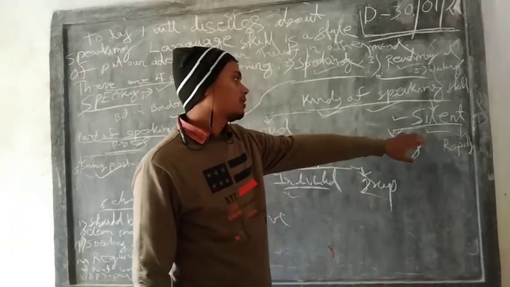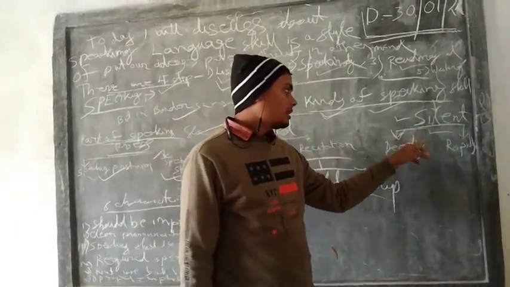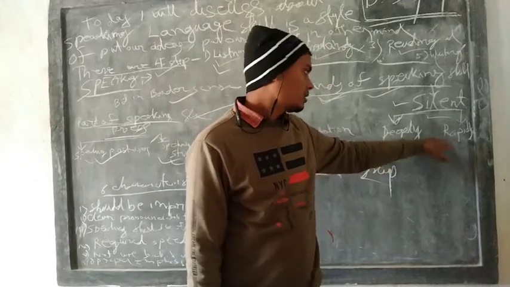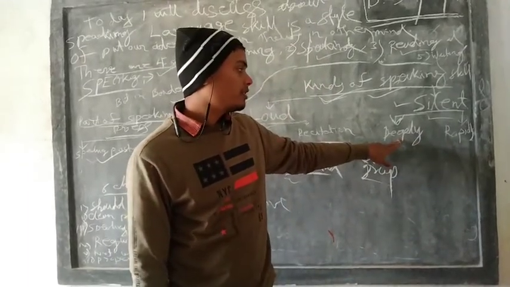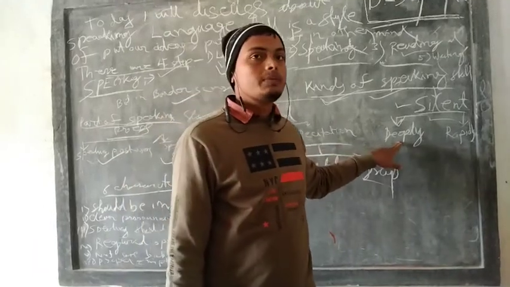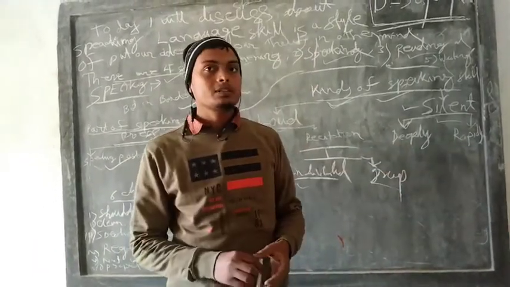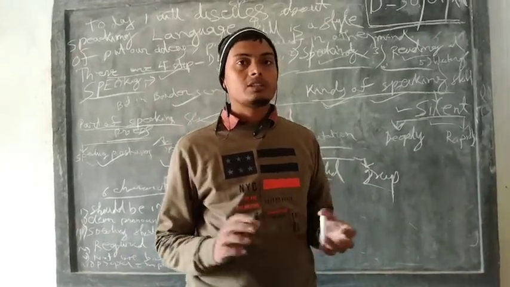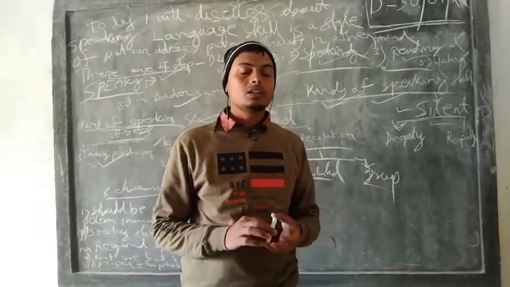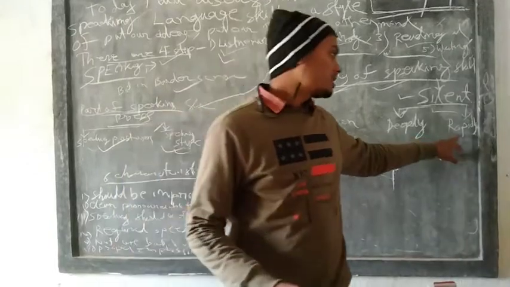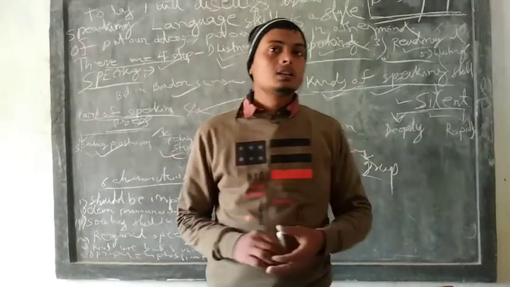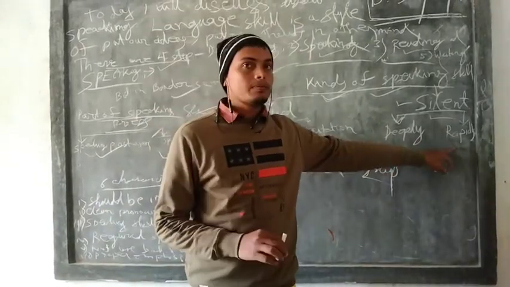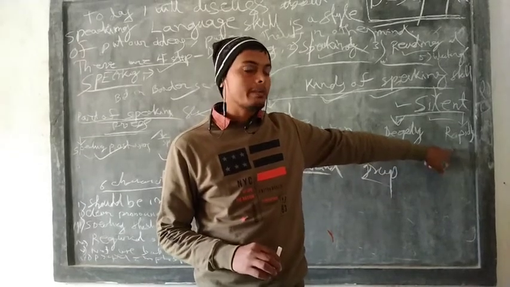Now I discuss what is silent. There are two parts of silent. First one is deeply, and second one is rapidly. What is the meaning of deeply? Deeply means they try to solve some problem by speaking within themselves. Then it is called deeply. And second one is rapidly. What is rapidly? They speedily go for paragraph writing, detailed paragraph writing. It is called rapidly. Okay.